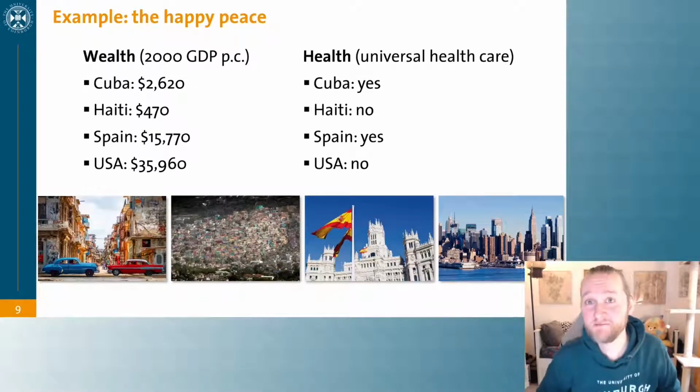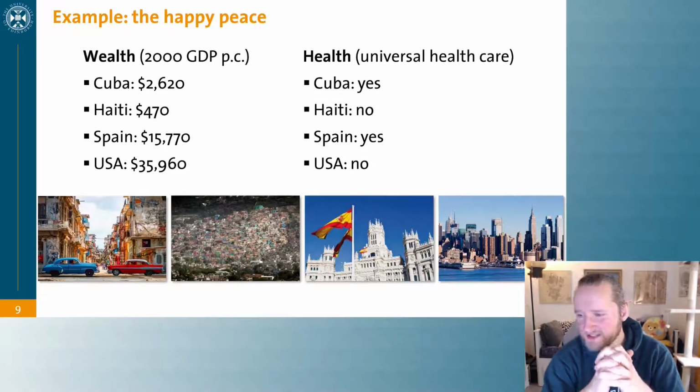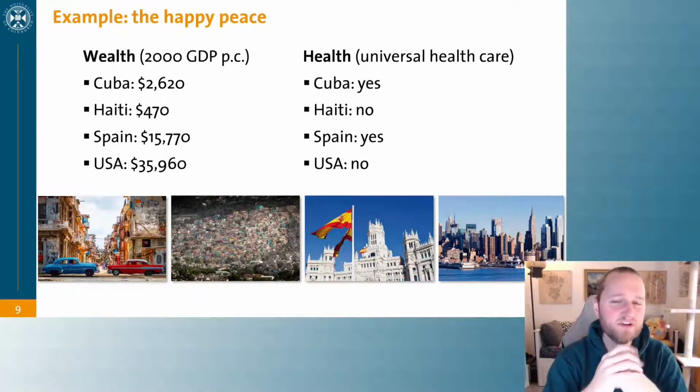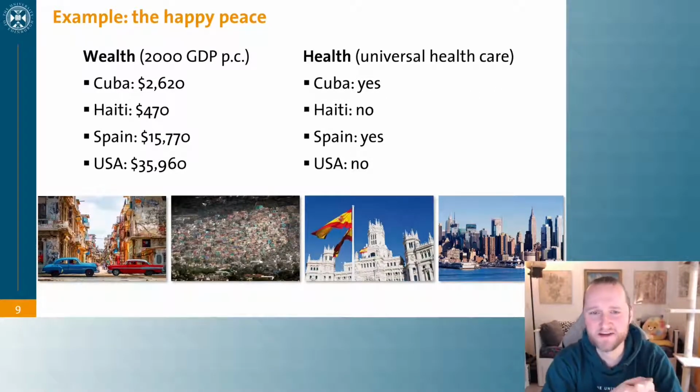Now, the next step is, of course, picking cases. So I've picked 4 cases completely randomly and fully without bias. Of course, I have picked the countries of Cuba, Haiti, Spain, and the US. Just happens to be 3 Spanish-speaking countries. I guess that just kind of happened.